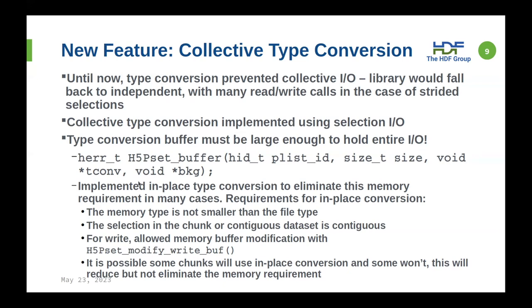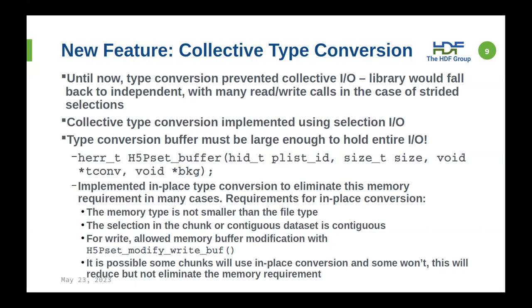We realized that this requirement may be a problem for many users. So we implemented in-place type conversion, where the library does the type conversion inside the application buffer, the read or write buffer passed to H5Dread or H5Dwrite. By doing this, you eliminate the need for a separate type conversion buffer, and eliminate the need for extra memory.